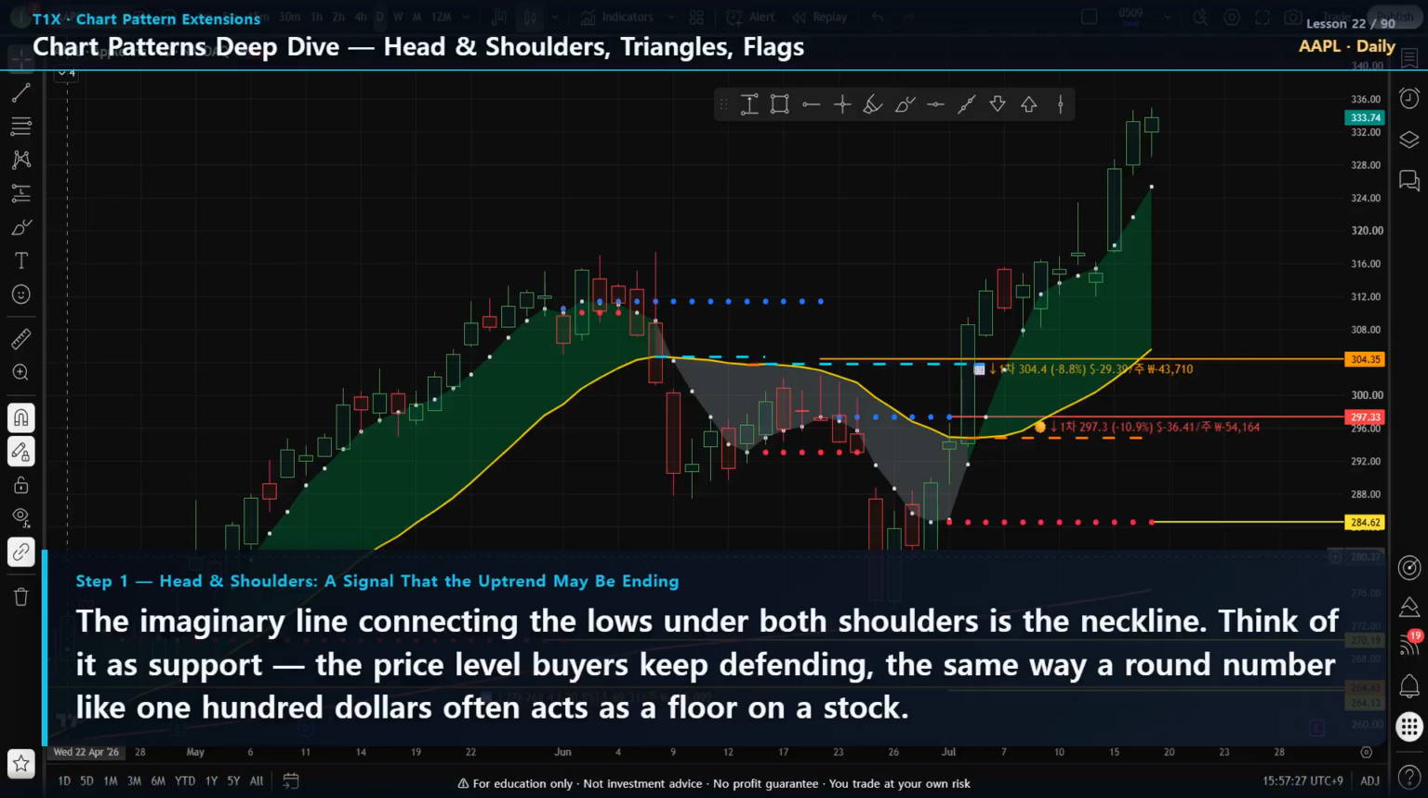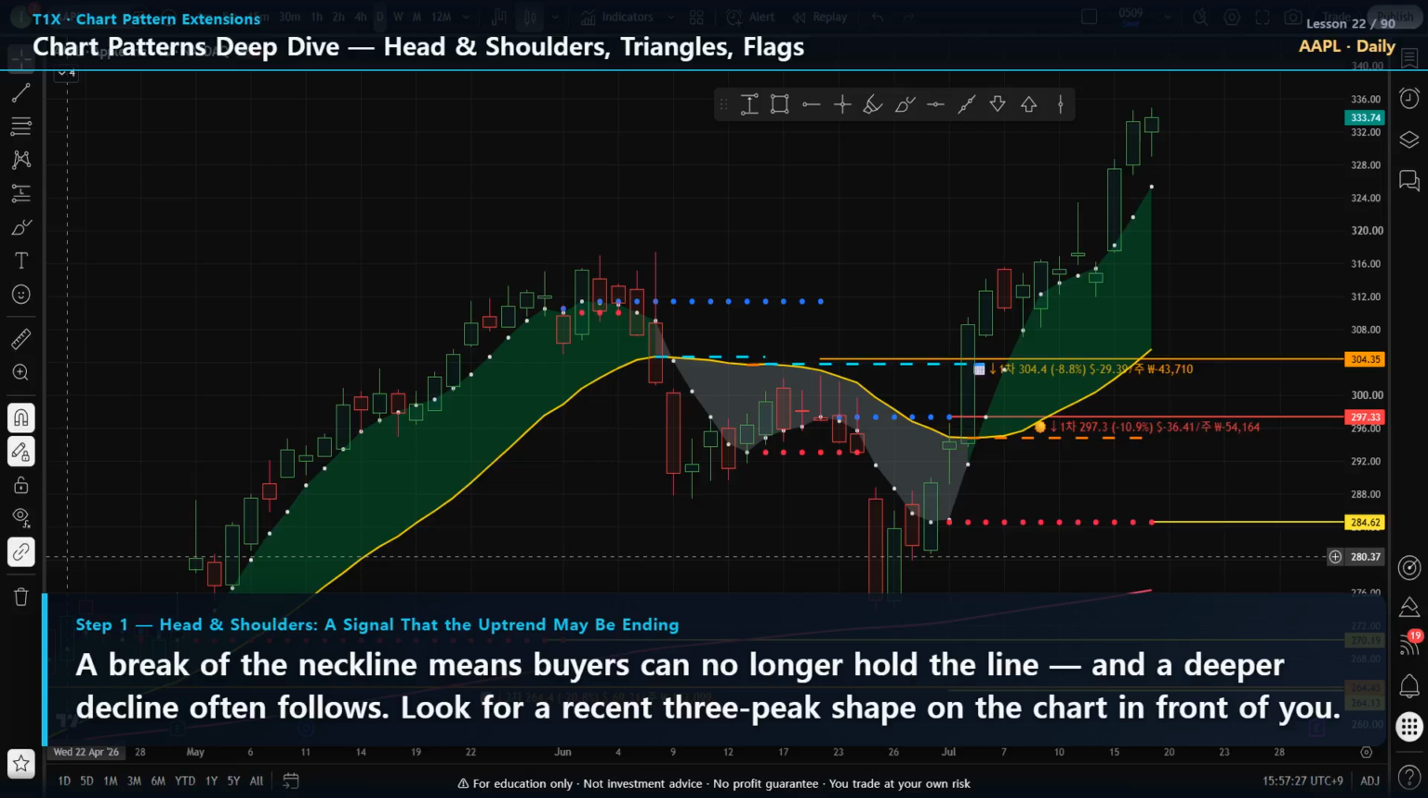The imaginary line connecting the lows under both shoulders is the neckline. Think of it as support. The price level buyers keep defending, the same way a round number like $100 often acts as a floor on a stock. A break of the neckline means buyers can no longer hold the line, and a deeper decline often follows. Look for a recent 3-peak shape on the chart in front of you.